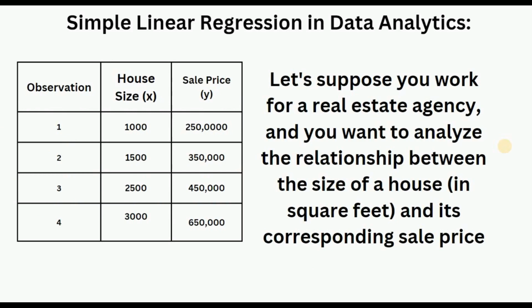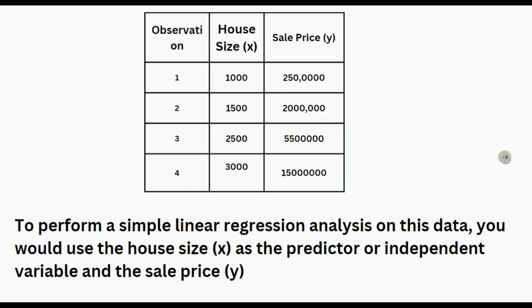We have some observations like house size and sales price. We have different house sizes and we have a sales price. So house size is our X and sales price is Y, so we will divide them into X and Y here. X is our independent variable and Y is our dependent variable. Size in square feet and sale in rupees, whatever you will say.